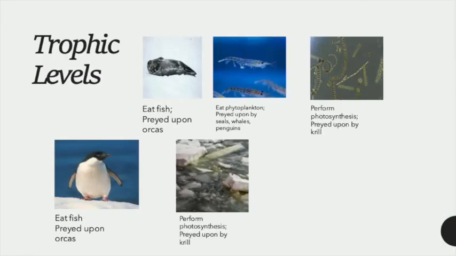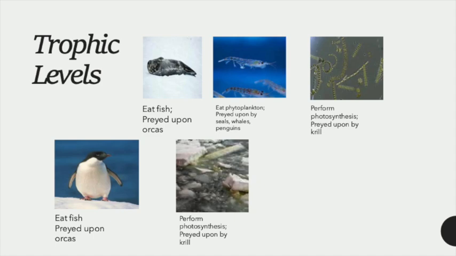The following are species that fall within each trophic level in the Antarctic region. Seals eat fish and are preyed upon by orcas. Antarctic krill eat phytoplankton and are preyed upon by seals, whales, and penguins. Phytoplankton perform photosynthesis and they're preyed upon by krill. Penguins eat fish and are preyed upon by orcas.